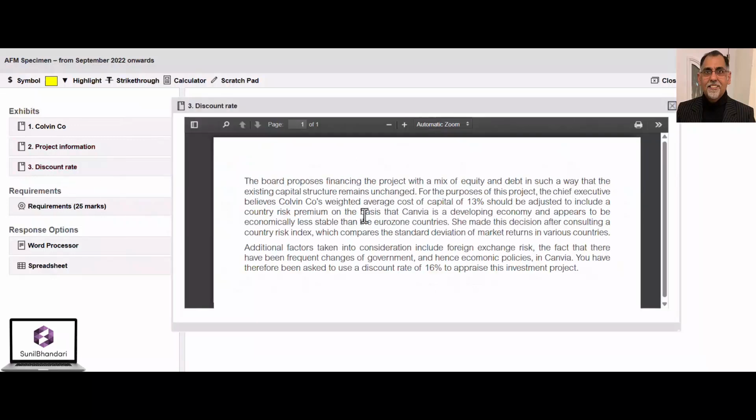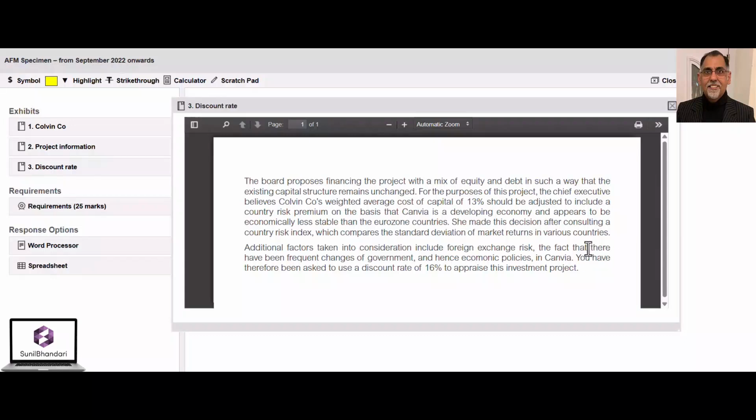Let me go back to this exhibit. Okay. For the purpose of the project, the chief executive believes the WACC of 13% should be adjusted to include a country risk premium on the basis of a developing economy that appears to be less stable than the Eurozone countries. That chief executive is correct. I would agree. I think you have to adjust the 13%. The company WACC is not relevant. You have to use some risk adjusted WACC, and they want to adjust it. She's made the decision after consulting with the country index and the standard deviation of market returns. Okay. Additional factors include the foreign exchange risk.